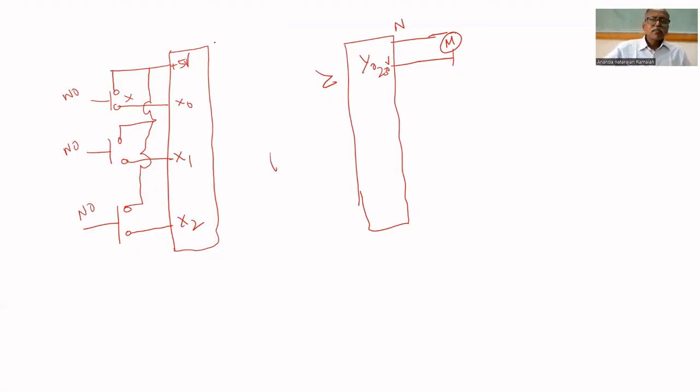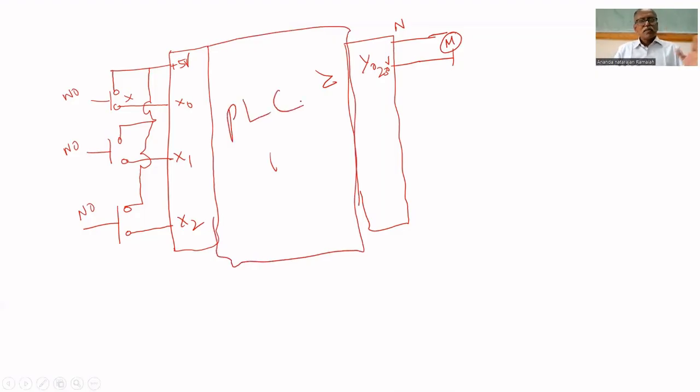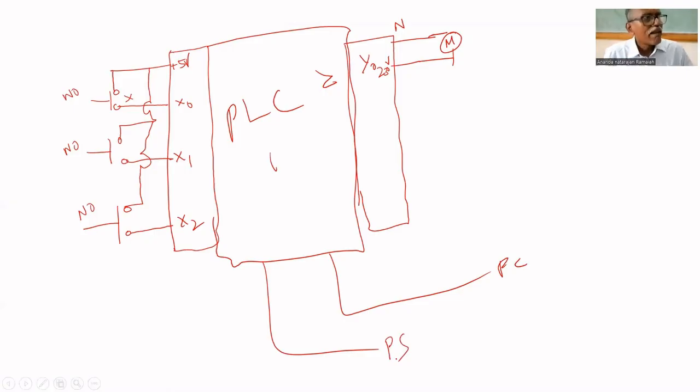This is the PLC. You can see only the input module and output module. And the communication cable will be there, the communication cable to the PC, and the power supply cable. That's all.